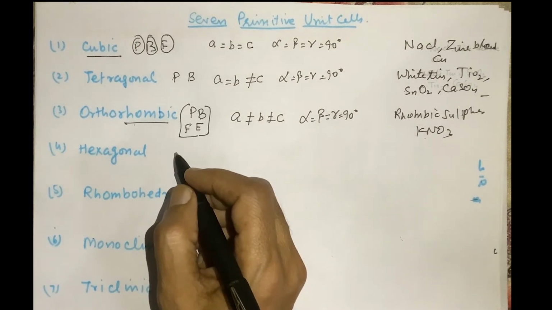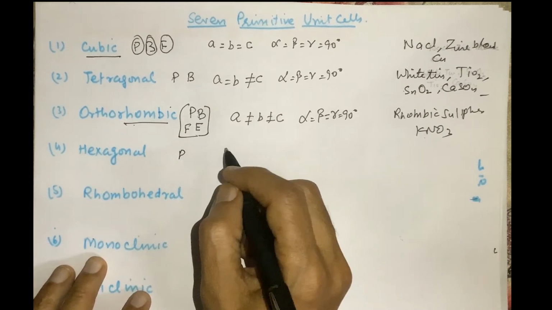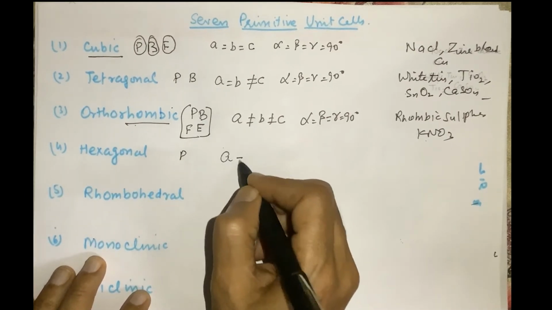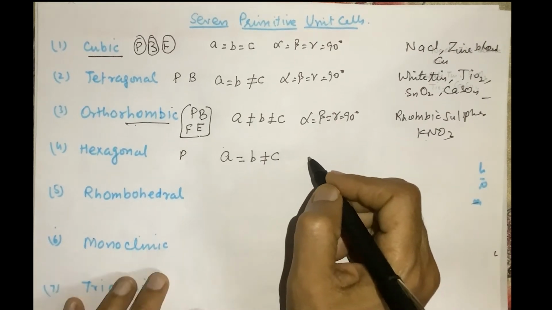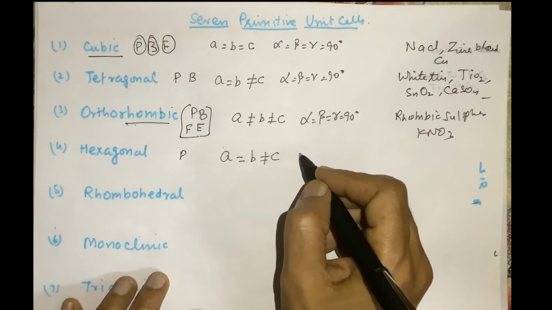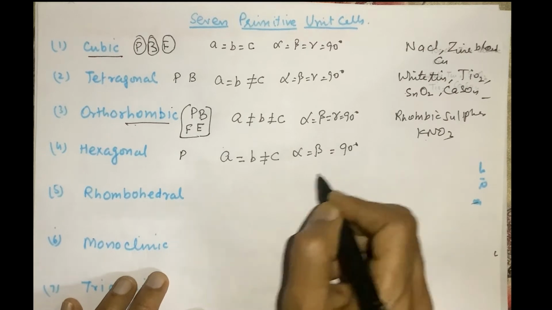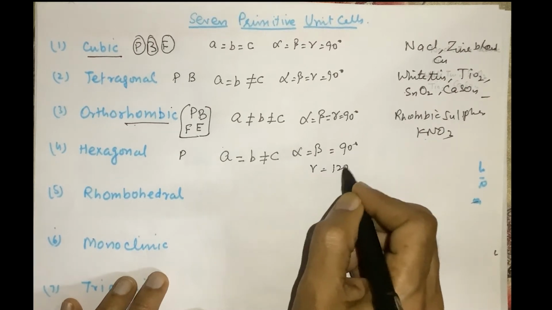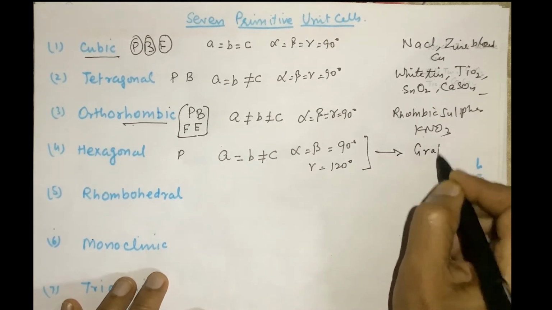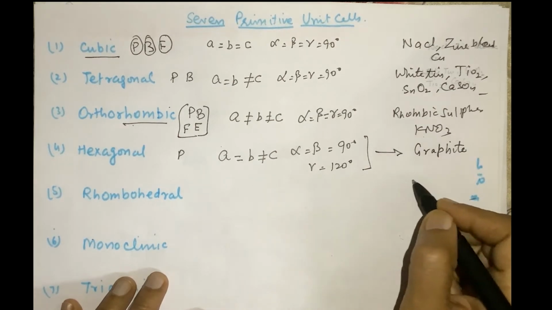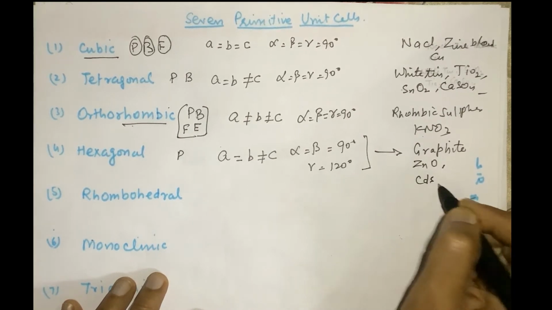Now comes hexagonal. It is possible only in primitive, and length of edges A is equal to B is not equal to C, and alpha is equal to beta is equal to 90 degree, but gamma is equal to 120 degree. Its examples are graphite, ZnO, zinc oxide and CdS.